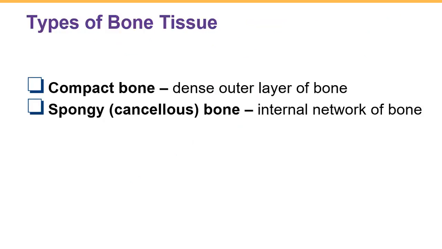Where is compact bone found in our body? Compact bone is found at the outer layer of the bones. And the spongy bone is going to be found at the end of long bones and also inside the flat bones.